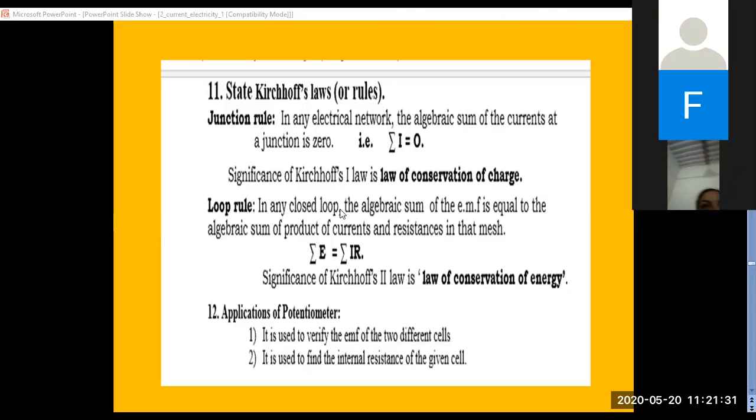Second law, in any closed loop, the algebraic sum of EMF will be equal to the algebraic sum of the product of current and resistance in that mesh. So I will just put the slide to show you that loop and mesh both are the same. You can interchange. First write the product of current and resistance and then write EMF, or write EMF first and then interchange it. So sigma here, E denotes EMF, I denotes current, R denotes your resistance. Significance of Kirchhoff's second law is law of conservation of energy. First law, charge. Second law, law of conservation of energy.